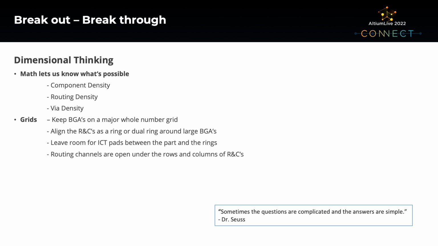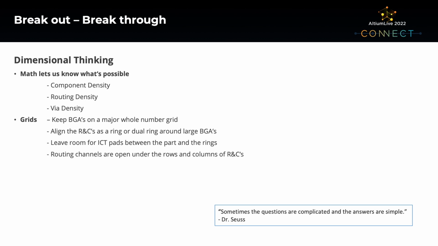Via density: do we have room for the vias that are going to be required in this particular area? Am I going to be able to make a transition from my components to the inner layers to route to other components? I find via density is probably the limiting factor on changes for extremely high density boards. You become via bound, and that's one of the tougher problems to solve in PCB design.